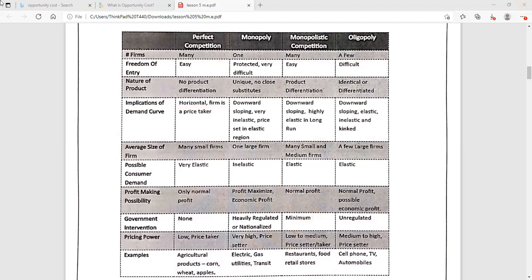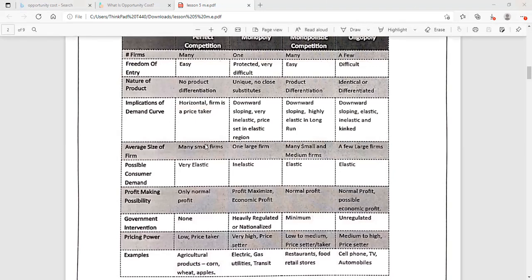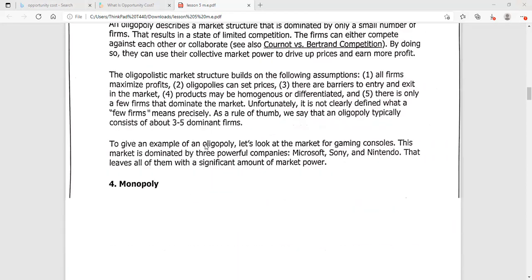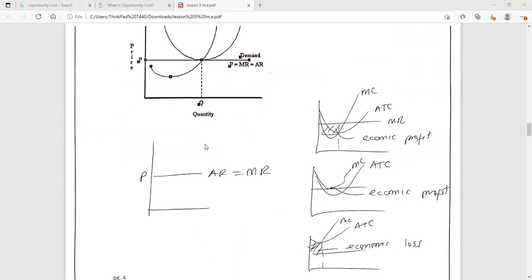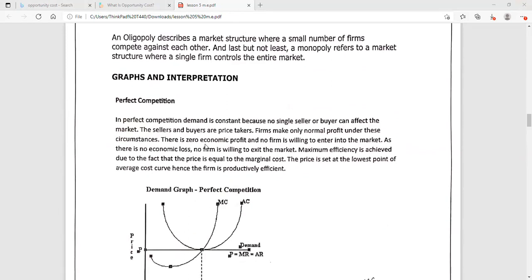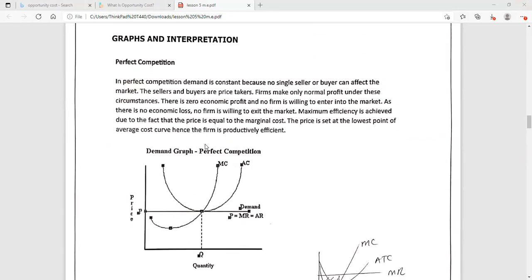So we're going to do a quick "can you remember," where I'll ask you to give me the characteristics of each of these market structures. But before I go there, I'll simply take you through the graphical outlook of these market structures.